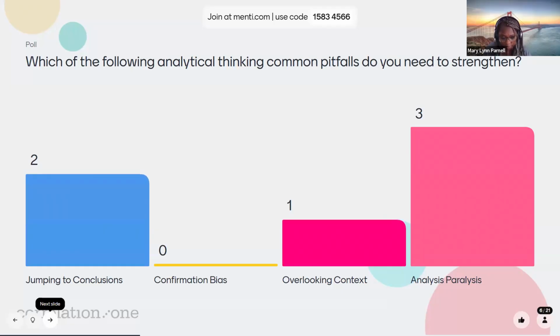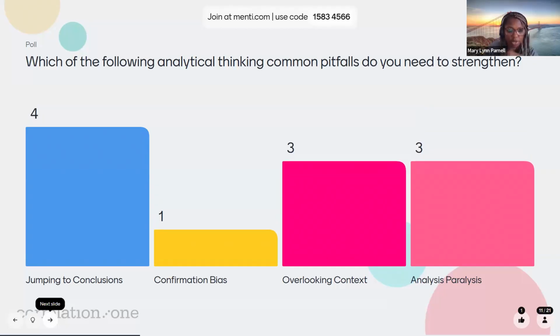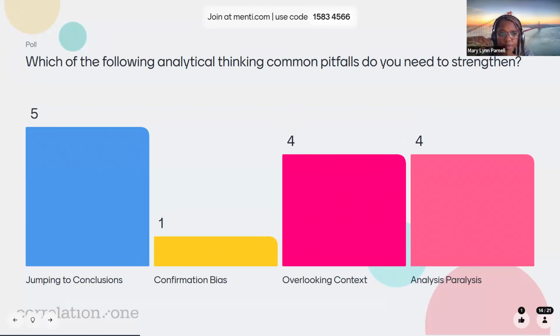Jumping to conclusions, analysis paralysis. Very good. Good. Confirmation bias. Yeah, we'll cover all of these a little bit more in depth and really strengthening your toolkit to be able to strengthen these areas. Really good. Analysis paralysis. Very good. Overlooking context. Jumping to conclusions. Very good. All right, I'll let a couple more come in. Very good. Awesome.